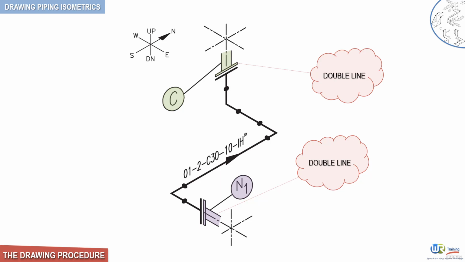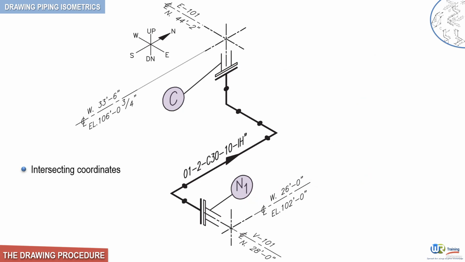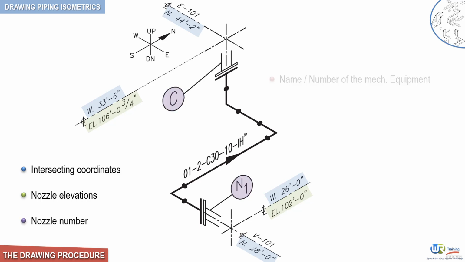Other important details about our line that must be represented on the ISO are shown in the next figure. They include intersecting coordinates for the center of the equipment, as highlighted here in blue, nozzle elevation, as highlighted here in green, nozzle number, and the name or the number of the piece of mechanical equipment.